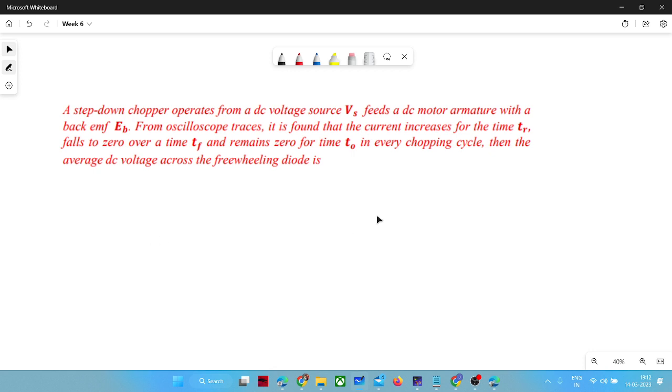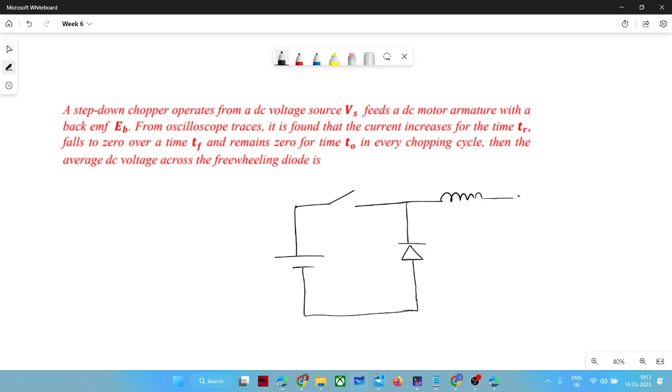So let me draw the circuit as well. This is a step down chopper. So this freewheeling diode term has been dedicated to this diode. Okay. And you have a load.